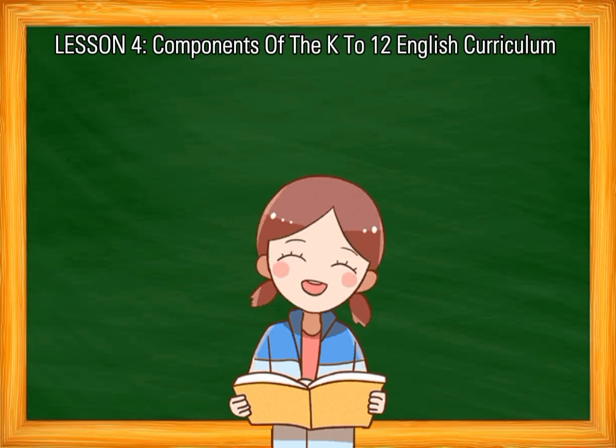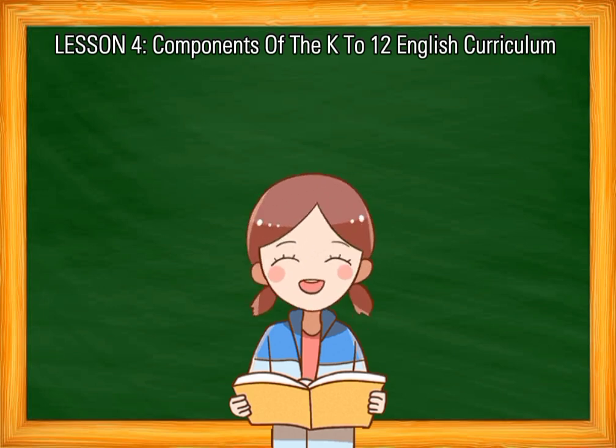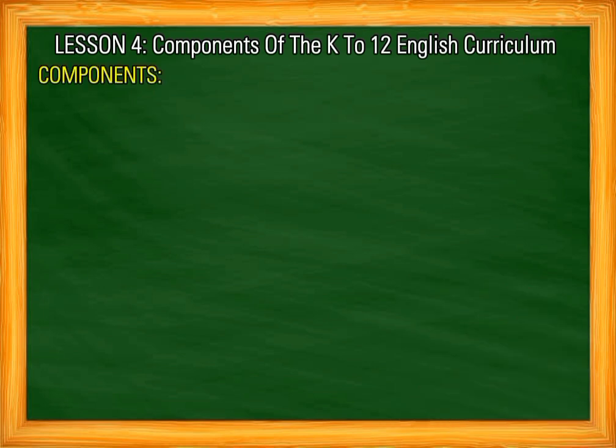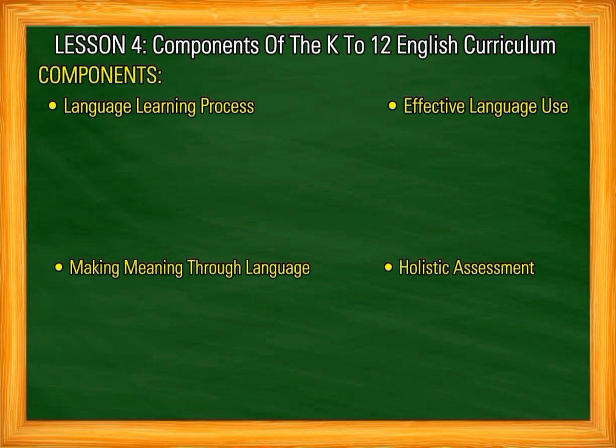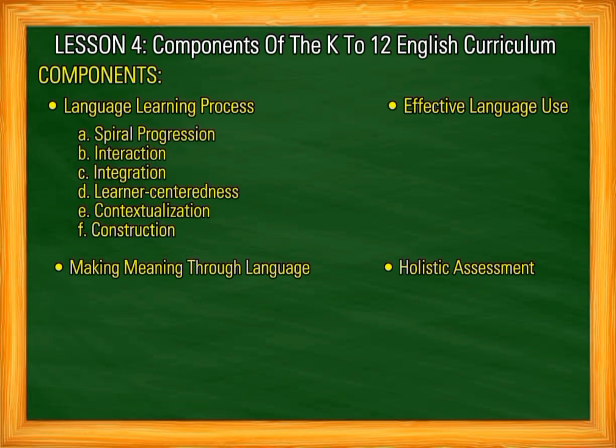The main goal of the English curriculum is making meaning through language. The components of English curriculum are language learning process, effective language use, making meaning through language, and holistic assessment. The K-12 English curriculum focuses on developing language skills through a structured learning process that builds knowledge step by step, promoting interaction, and connects language use to real-life experiences. Learning is centered on the student and combines various language skills, helping learners construct meaning effectively.